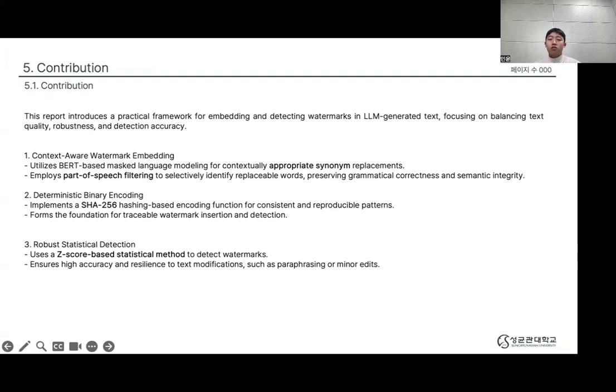Next, for deterministic binary encoding, our framework leverages SHA-256 hashing to generate consistent and traceable patterns, providing a strong foundation for watermarking. Finally, we employ robust statistical detection using Z-score-based analysis, which ensures high accuracy and resilience against text modifications like paraphrasing. By integrating these methods, our framework achieves a balance of efficiency, robustness, and natural text quality, making it a practical solution for watermarking LLM-generated content.